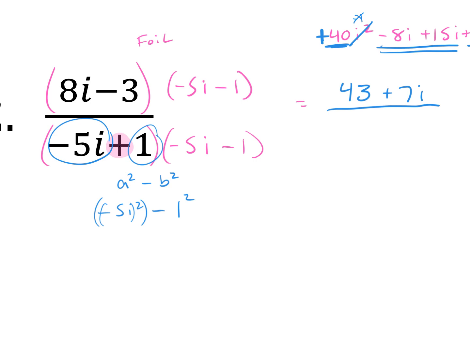So this would be 25i squared minus 1. What's i squared turn into? Negative 1. So negative 25 minus 1 would be negative 26. So this would be our answer.